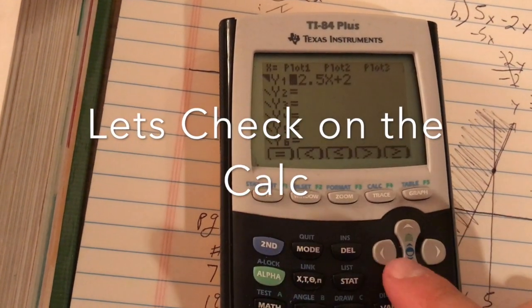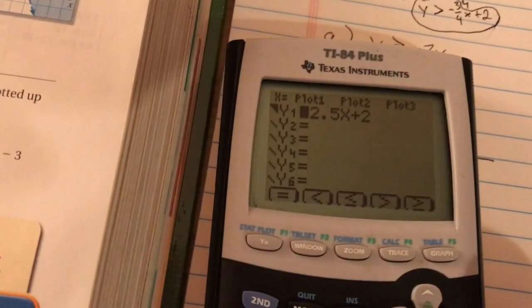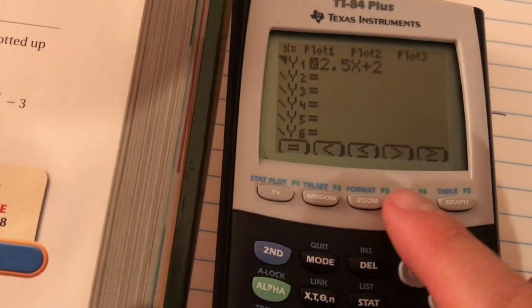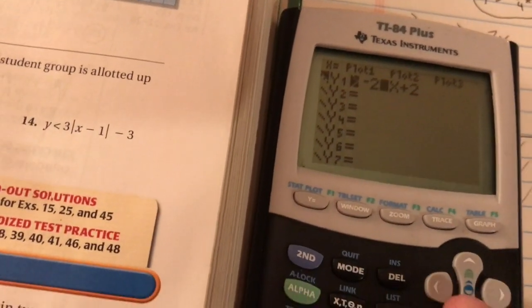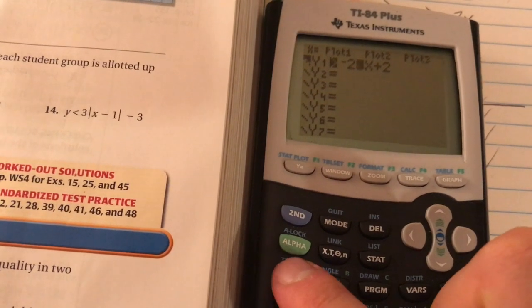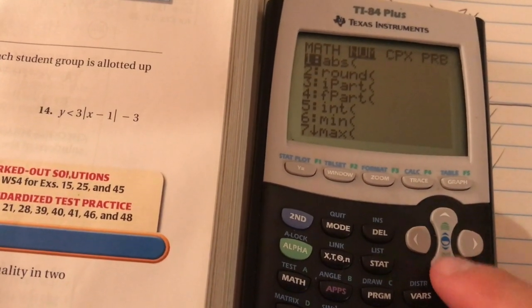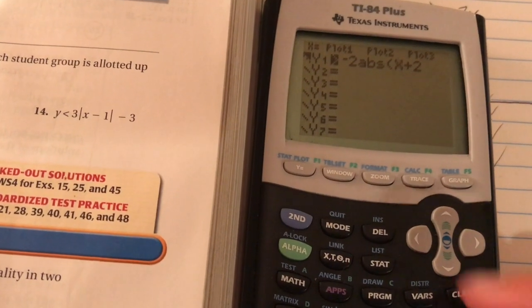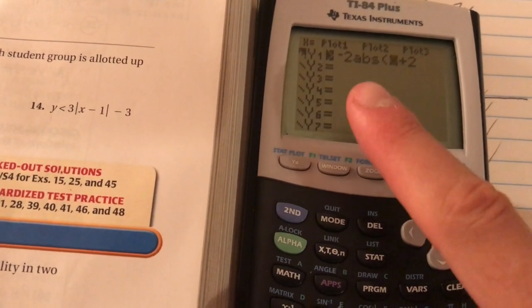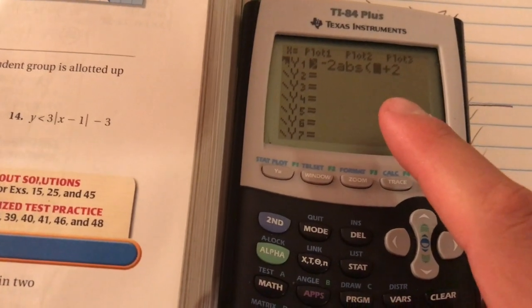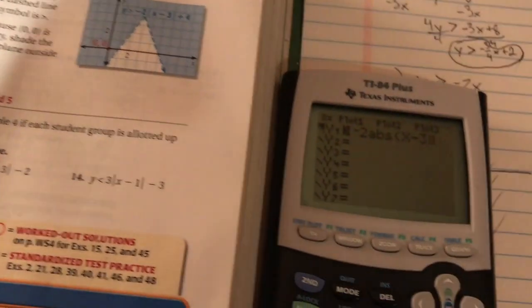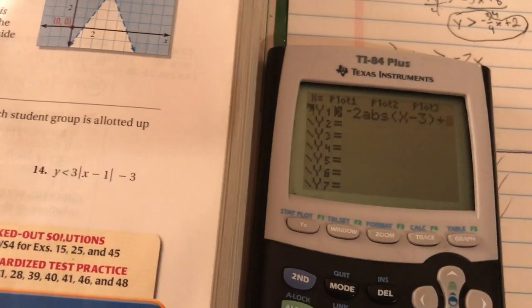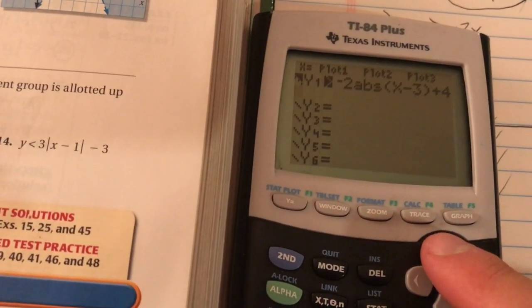So we can go over to y equals. We still have those up there. So let's see. We want greater than. Over here, remember alpha, I forgot, and then I want it to be -2, and then I want my absolute value, so I go to math, num, abs, and then some people are going to have that. Some people it's actually going to show an absolute value sign, but you just treat it the same way. So x minus 3, and then I can put a parentheses, and then plus 4. All right, so that should work.